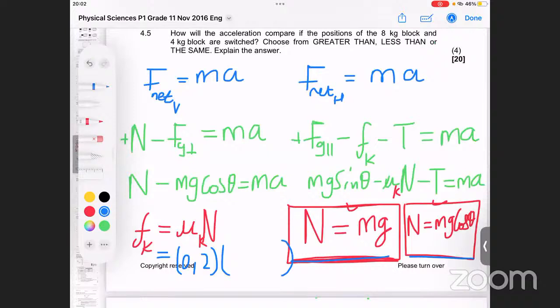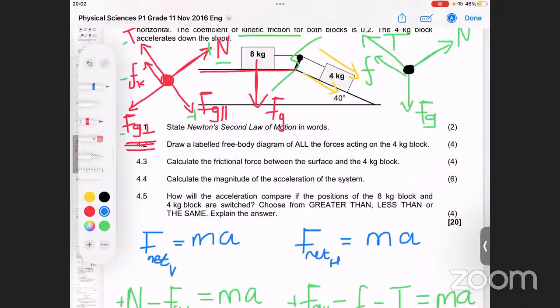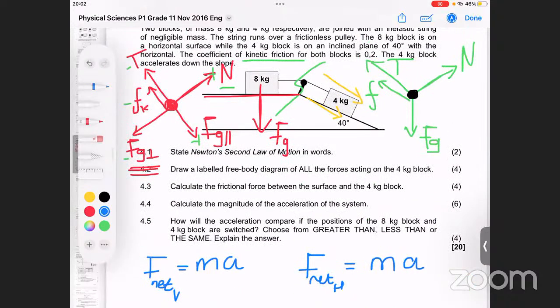mg cos angle. Why the one for mg cos angle and not the one for mg? The reason is because the object that we are dealing with is at an angle. That is the simplest reason. Does it make sense? Yes, sir. So that means if the object was not at an angle, we were not going to use the one that has an angle.